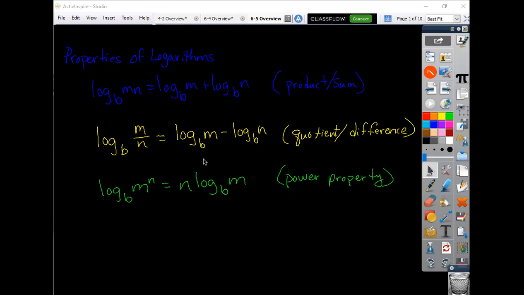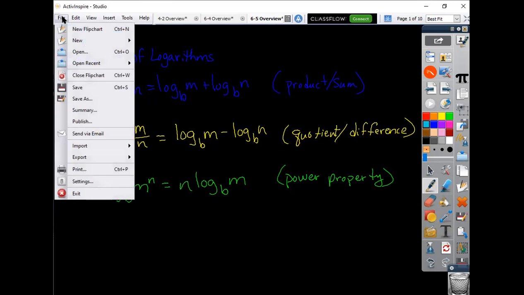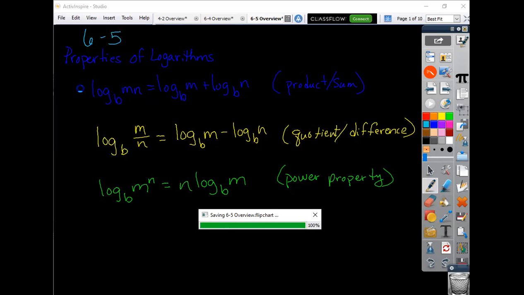All right, 6-5, properties of logarithms. I think this is 6-5 here. And they give you some here. If you're doing a log of a base and two things multiplied, so it's a product, it's the sum of two separate logs. This is where you have a log of a product.